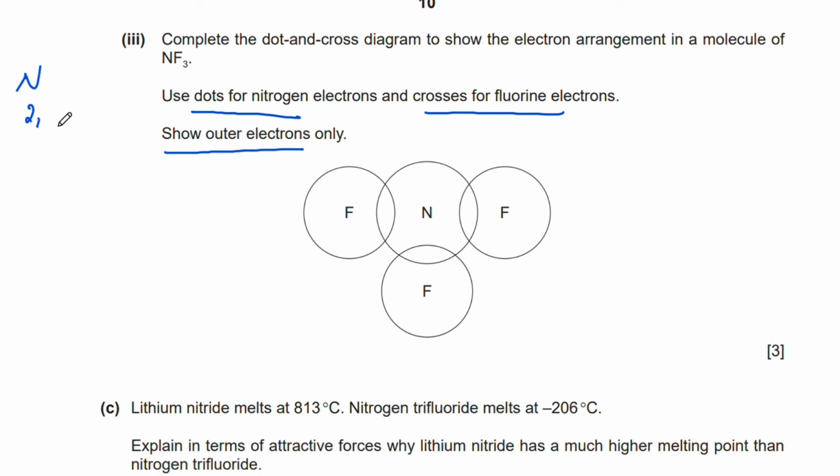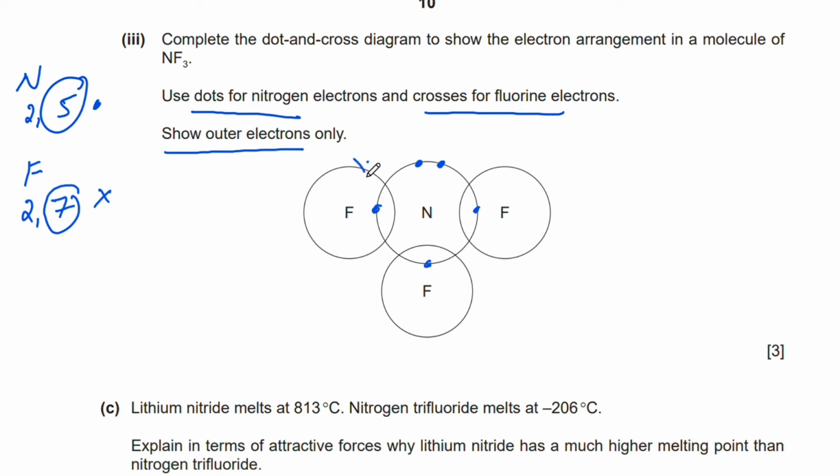Now, nitrogen has 2,5 electronic configuration. It has 5 outermost electrons, which will be represented by dots. So 2 electrons don't take part in the reaction, and we write 3 electrons like this, which are taking part in the bond formation. Fluorine is 2,7 and we represent it by the cross. So it has 7 electrons in the outermost shell.